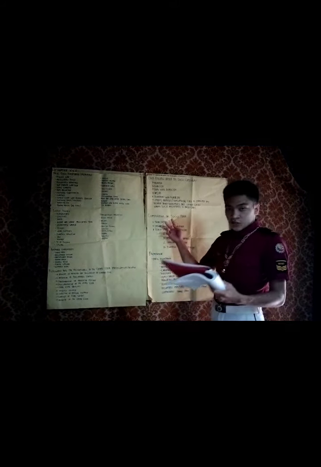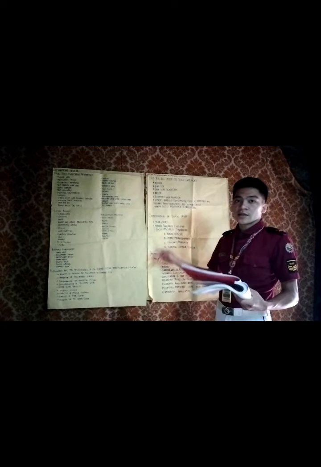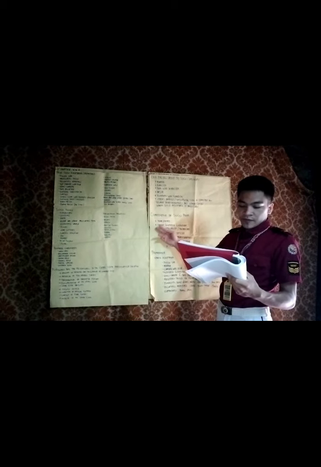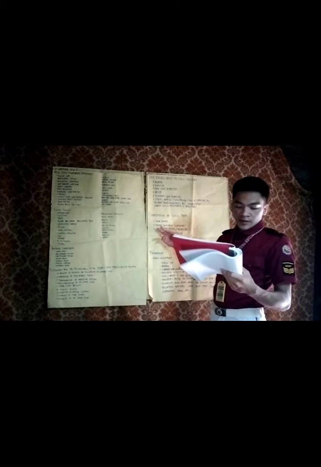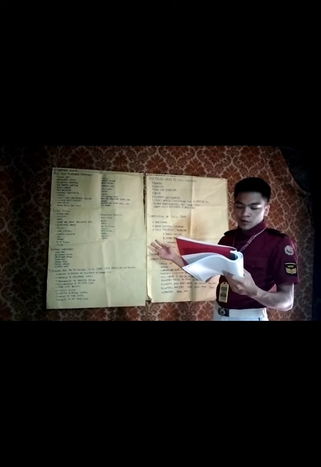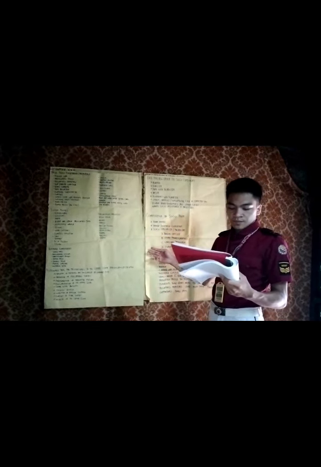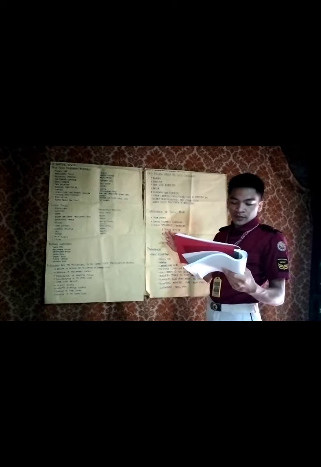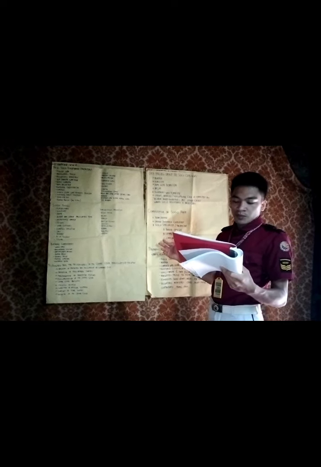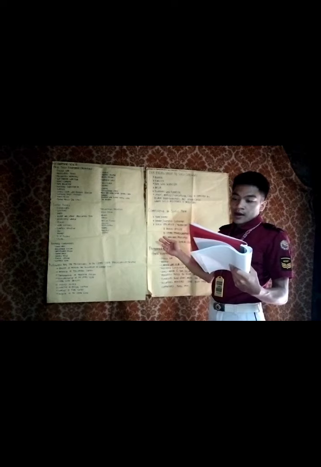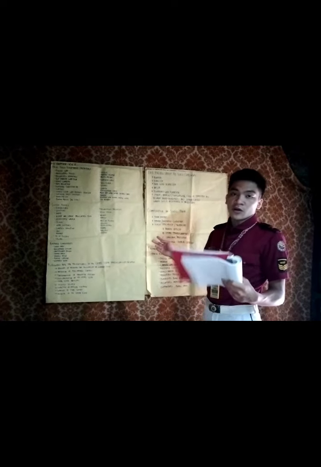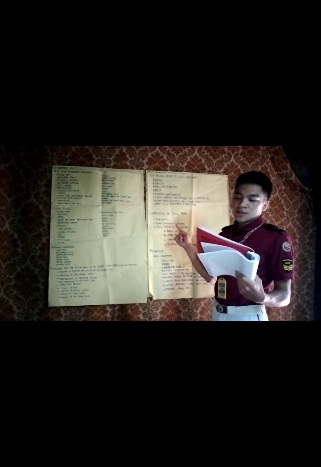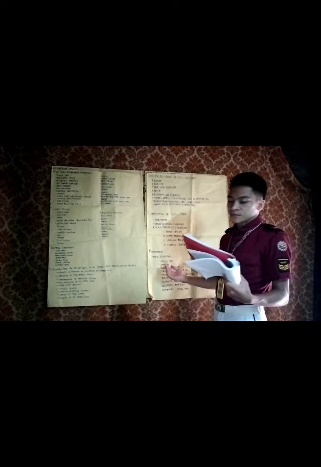So next is the composition of the SOCO team. First we have the team leader. Next is the driver or the evidence custodian. Next is the SOCO specialist or the technicians. And also we have a health officer. Next is the crime photographer. And next is the sketcher or the measurer officer, and next is the forensic chemical officer.